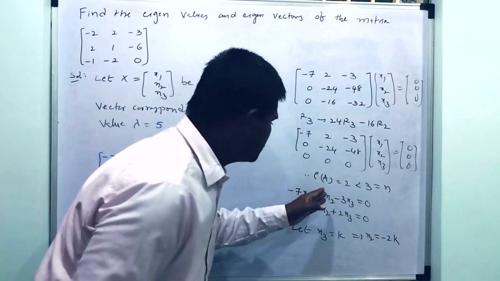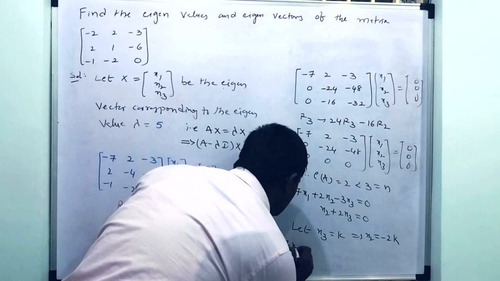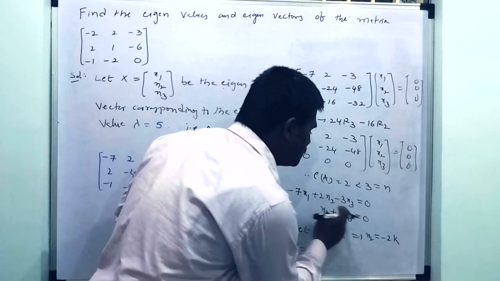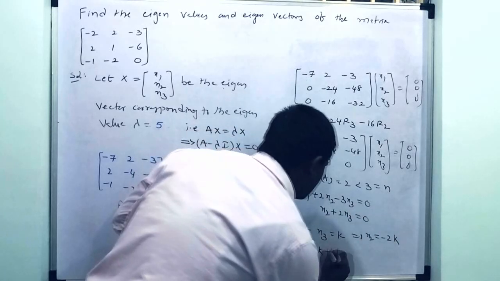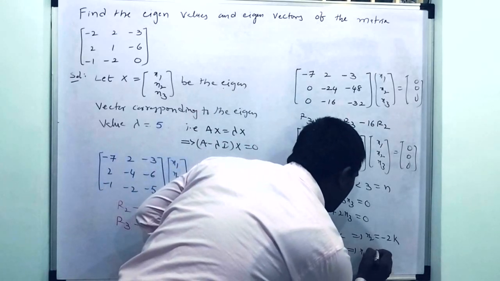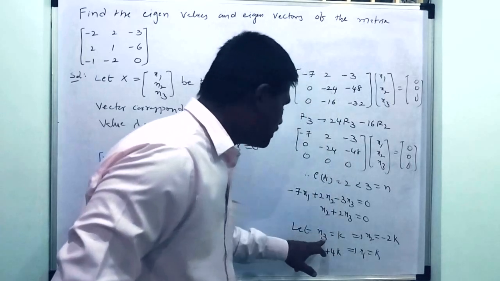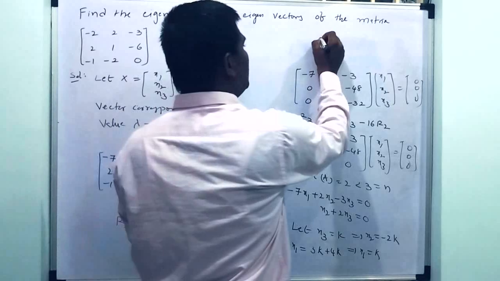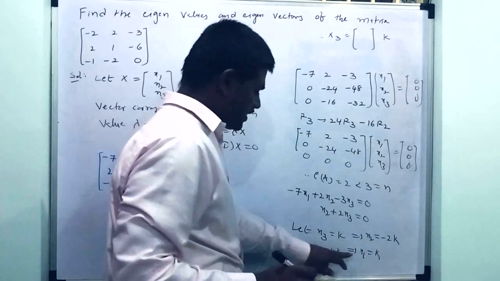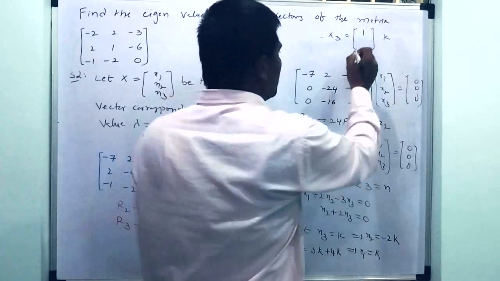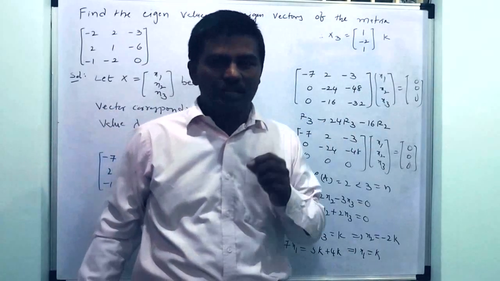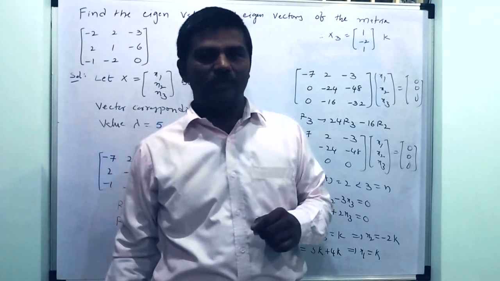And by substituting these things in this one, 7x1 is equal to 3x3. x3 is k, so 3k. And minus 2x2, which is minus into minus, plus 4k, which gives 7k. So x1 becomes k. So x1 is k, x2 is minus 2k, x3 is k. Therefore, the eigenvector x3 is something into k, that something is the x1 coefficient 1, x2 coefficient minus 2 and x3 coefficient 1. 1, minus 2, 1 is the eigenvector corresponding to the eigenvalue lambda is equal to 5.